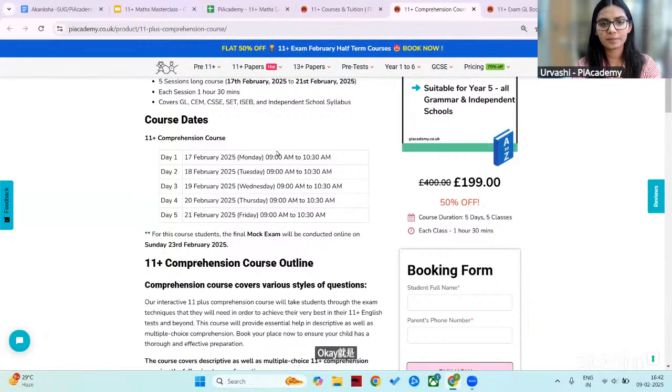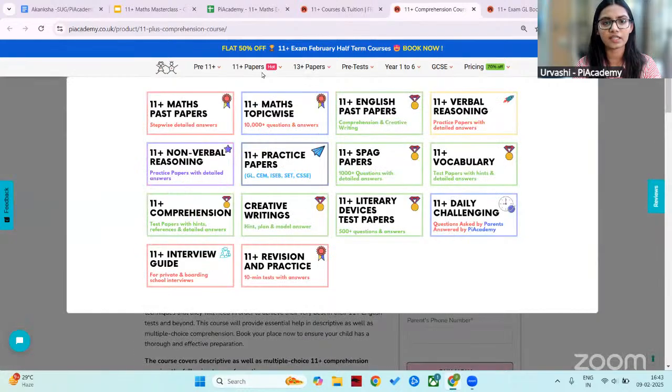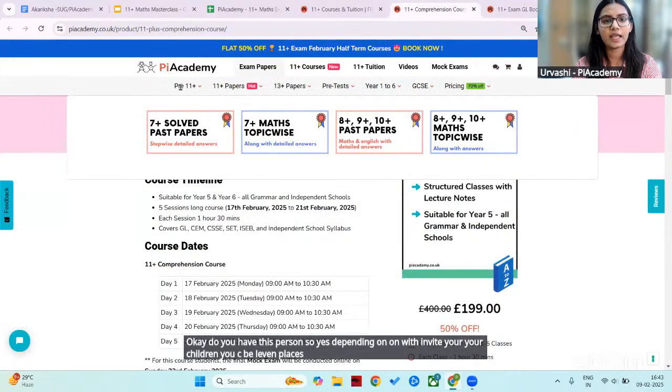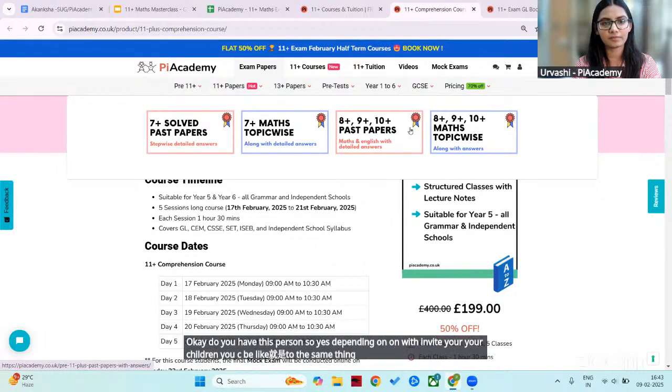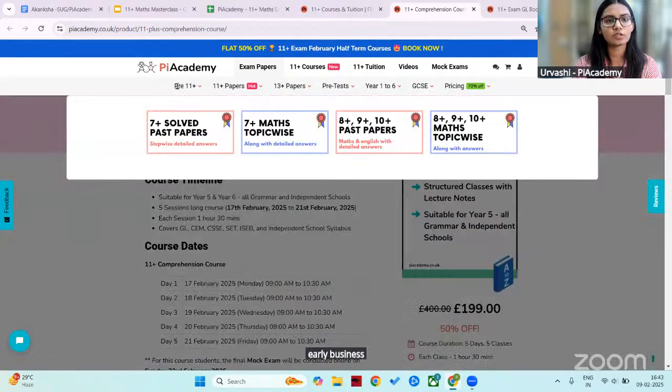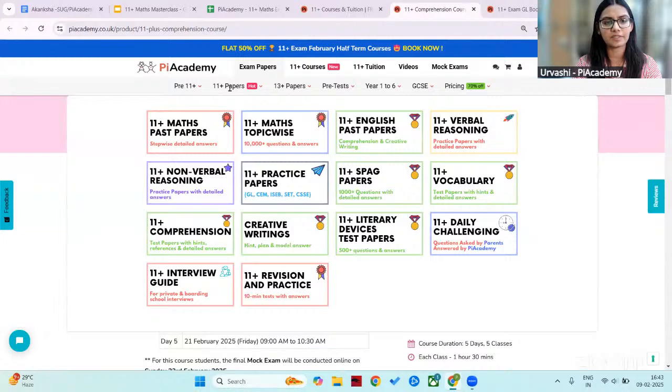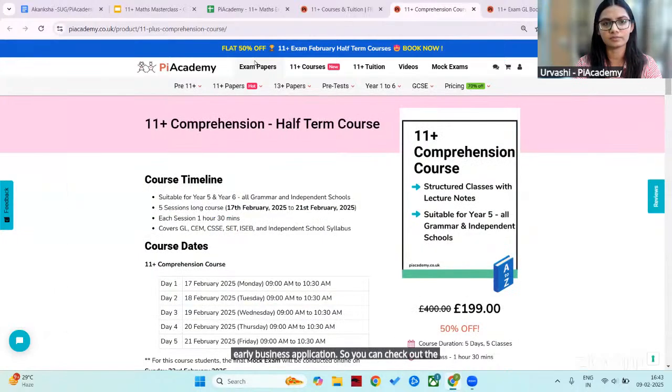Do you have test papers for different year groups? Yes, depending on which year your child is in, you can check out pre-11 plus as well as 11 plus. In the pre-11 plus, you can see that we have 7 plus solved past papers, 7 plus maths topic wise, and 8, 9, and 10 as well. So this is the year wise bifurcation. You can check out the pre-11 plus and 11 plus paper section to get a suitable product for your child.